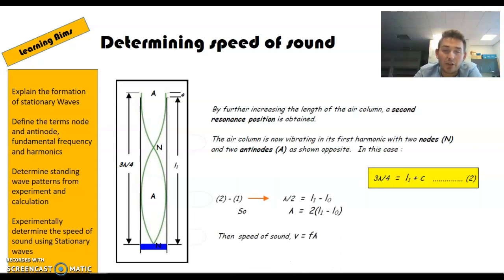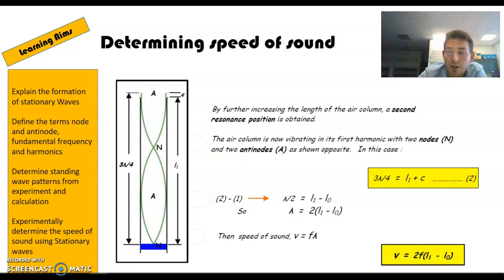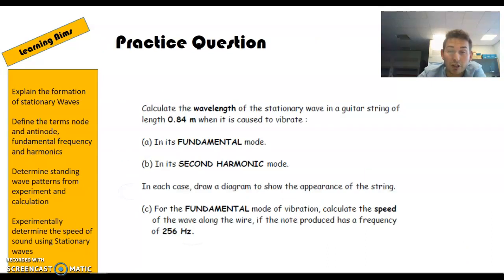And then we can do this: equation 2 minus equation 1 equals lambda over 2 equals L1 minus L0, and the C's are going to get cancelled out. And then you say lambda equals 2 (L1 minus L0), so with lambda equals 2 lambda over 2, we get v equals 2f (L1 minus L0), which is nice. And that's our way of working out the speed of sound.